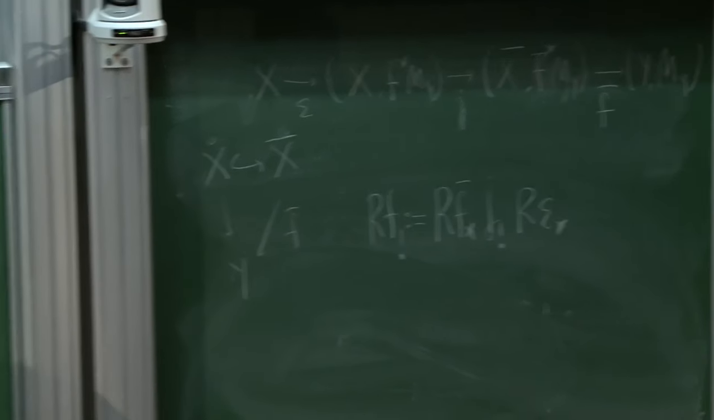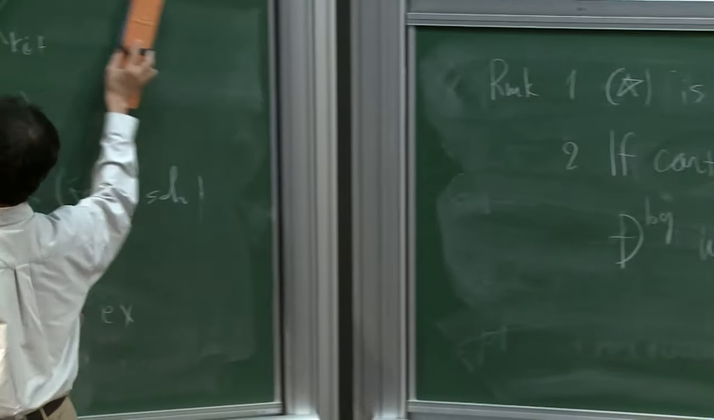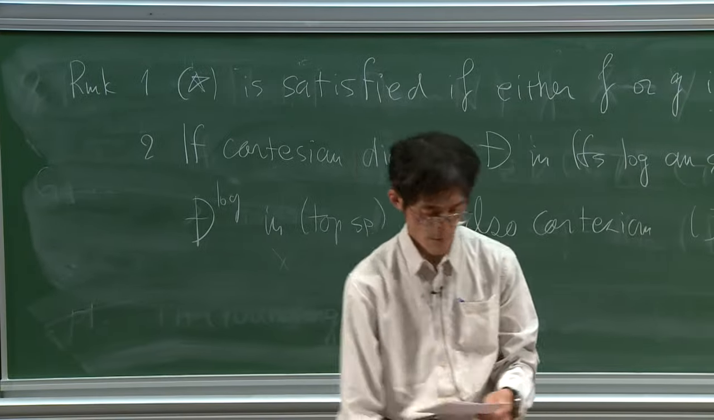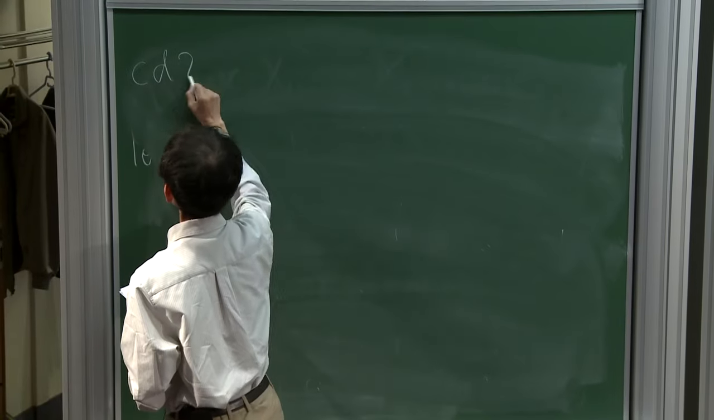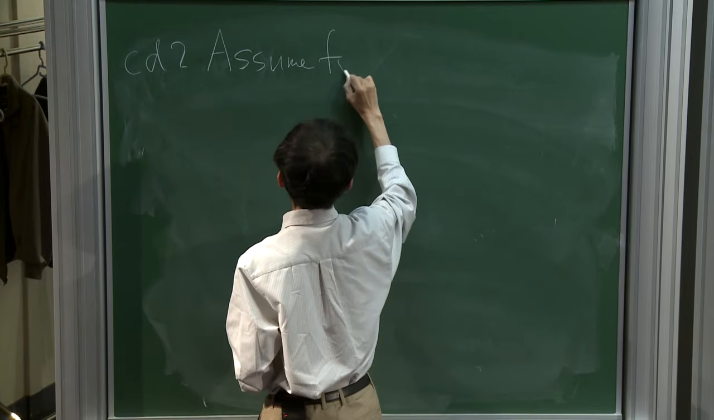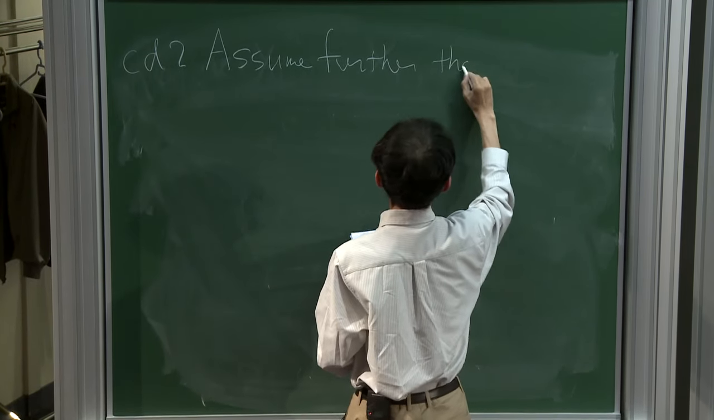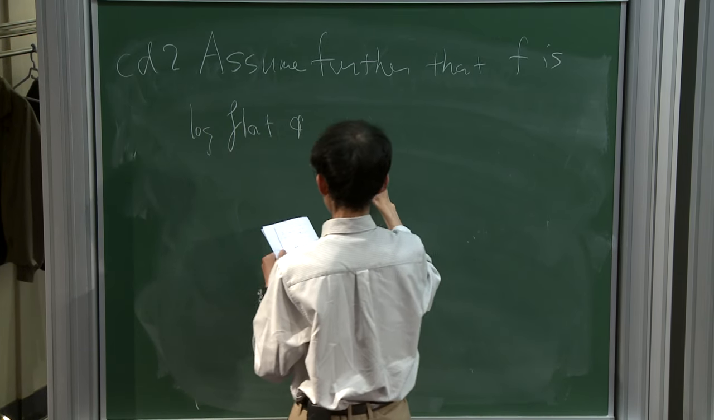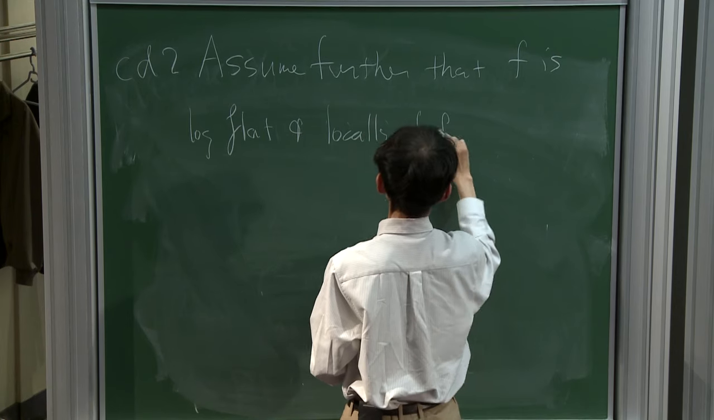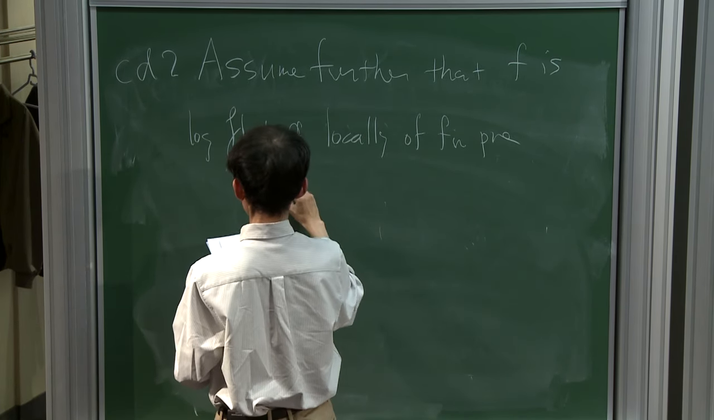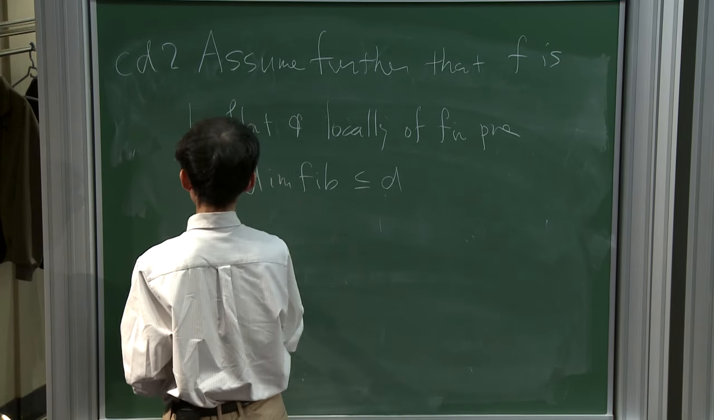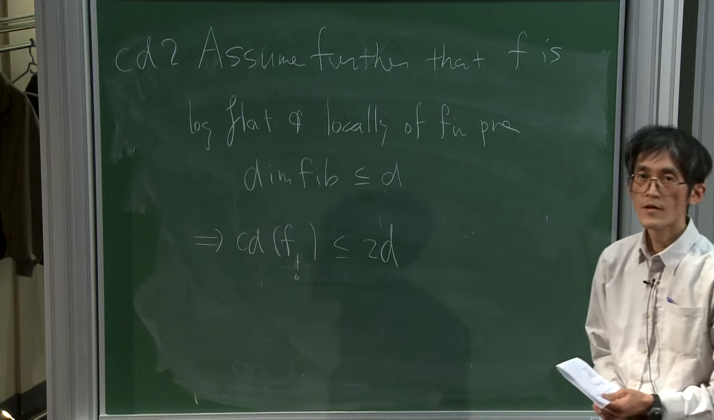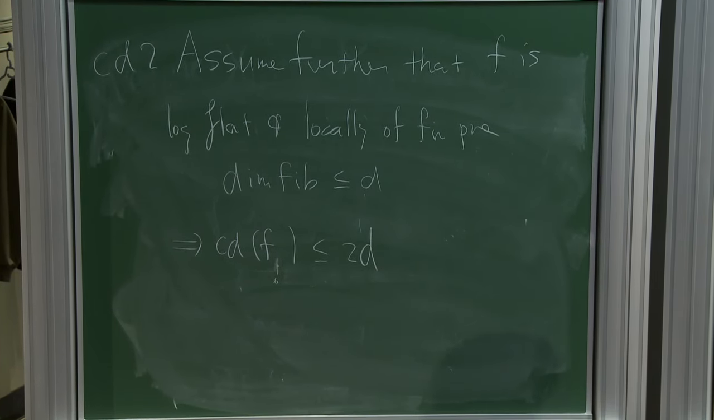And CD2. Assume further that F is log flat and locally of finite presentation, with fiber dimension D. Then we can drop R.